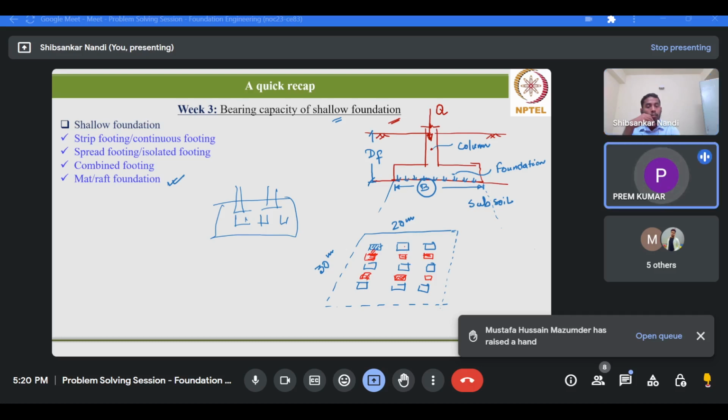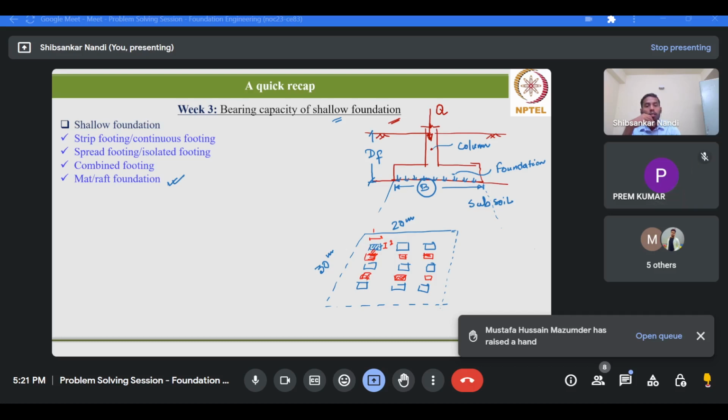Yes, sir. So what will be the width of footing in this case, which we are explaining? In this case, the width of footing will be the shorter dimension. Suppose this footing has 2 dimensions, dimension 1 and dimension 2. The shorter of these two will be the width of the footing. So basically, sir, we will calculate the bearing capacity for each footing which we are putting inside the soil.